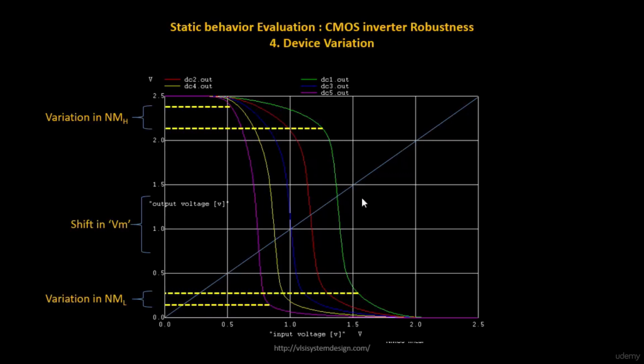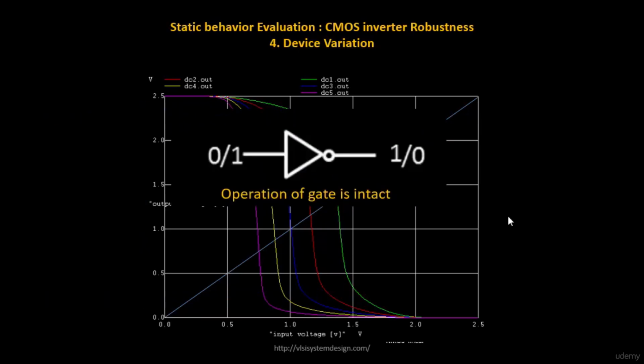With all these parameters that quantify the CMOS inverter behavior, the operation of the gate is kept intact. And that's the point that we are trying to make using the CMOS inverter robustness. The CMOS inverter is not very responsive to the variations that it sees across itself. You vary the supply voltage, you vary the device, you do all kinds of things, but the operation of the CMOS inverter gate is intact.